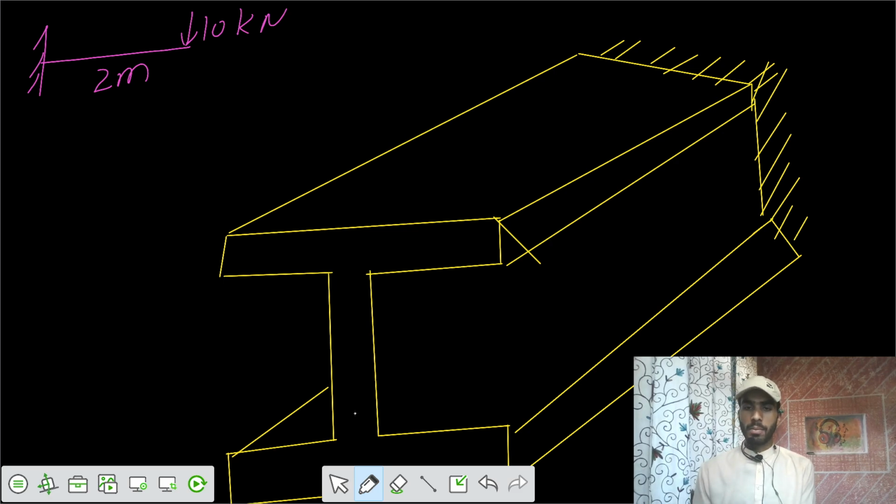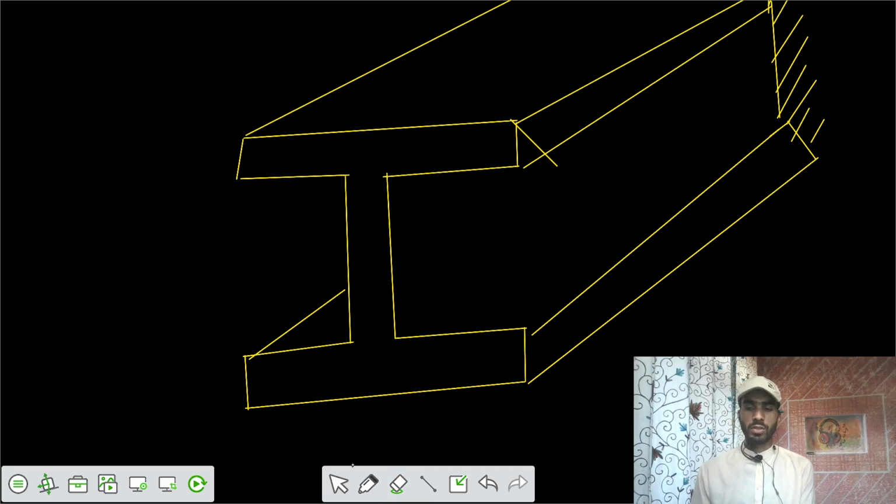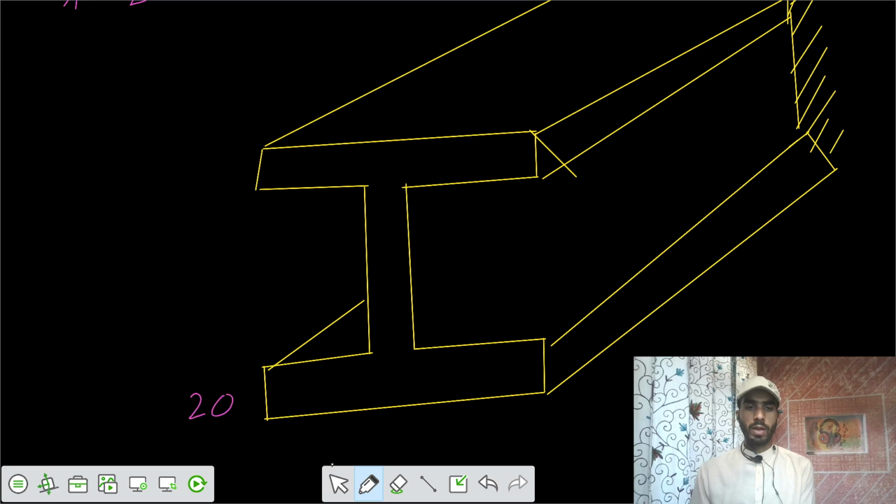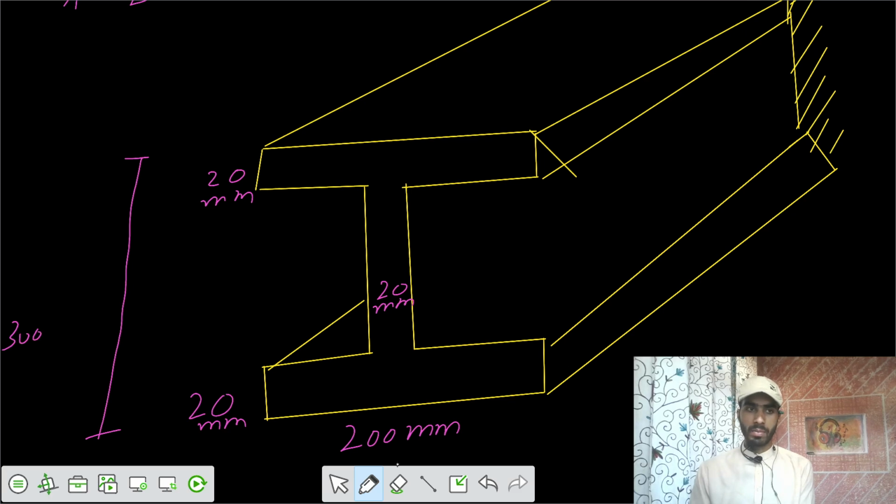So the dimensions of the beam: thickness of web is 20 mm, thickness of flange is also 20 mm, width of the flange is equal to 200 mm, and the total depth equals 300 mm. So these are the dimensions of the beam.